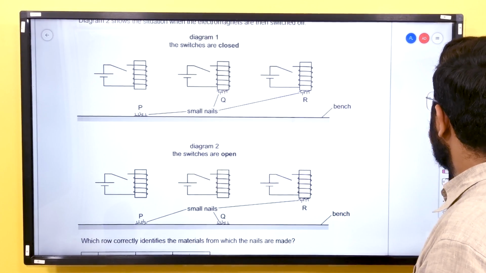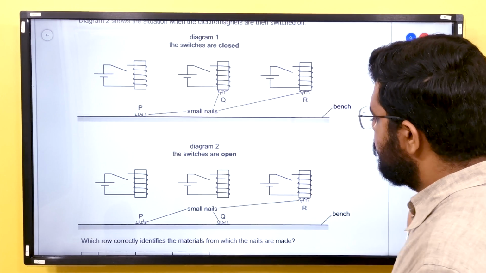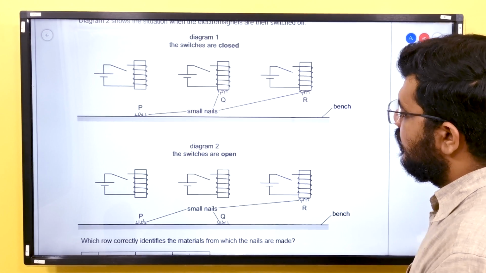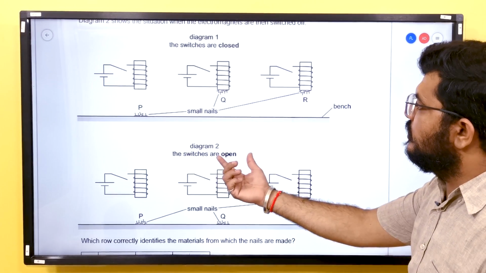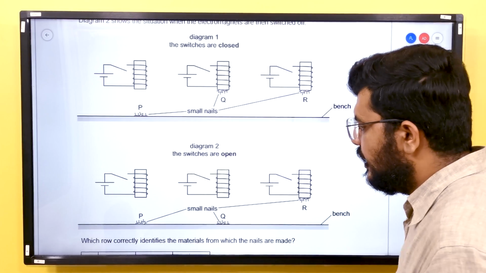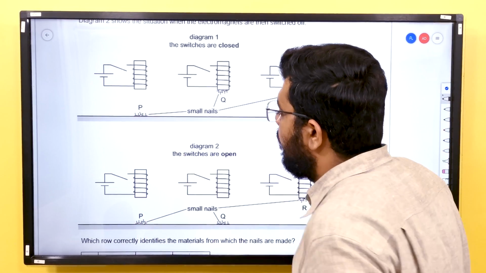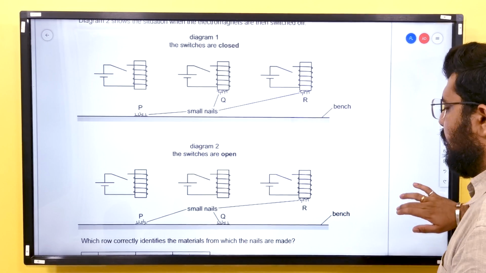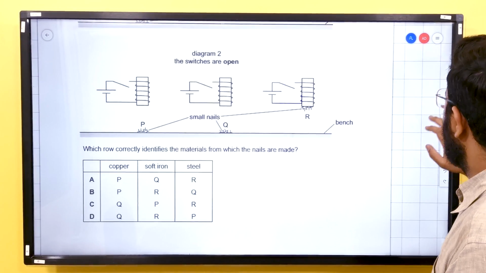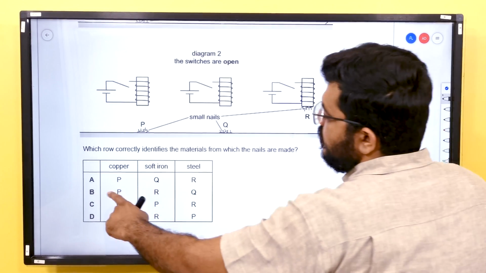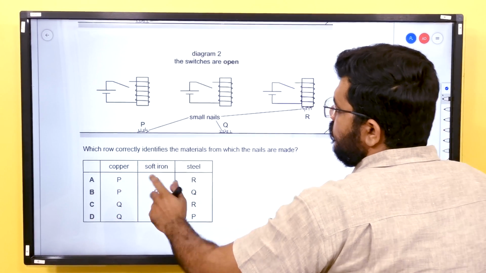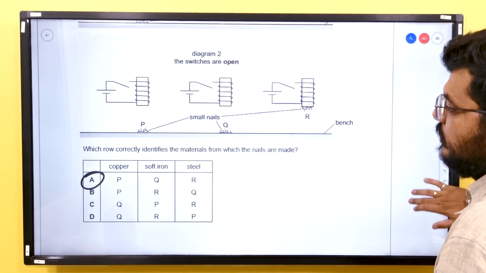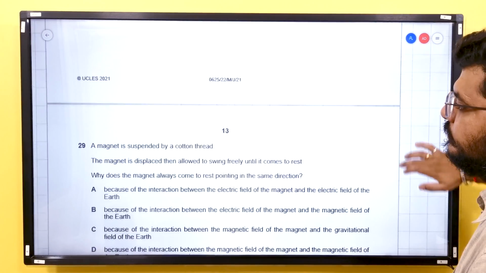So clearly R is steel because it has nails connected to it even when the switches are open, right? P has not been magnetized even when switches were closed, so it is copper. P is copper and R is steel. Let's find out what option we have. Option A: P copper, R is steel and Q is soft iron. Yes, this is your correct answer.